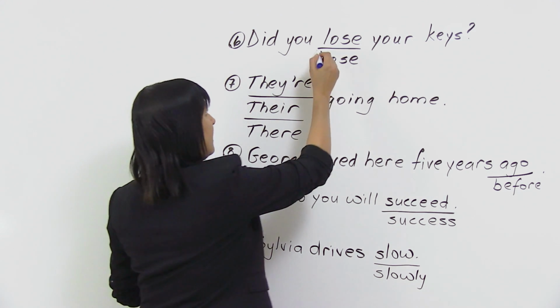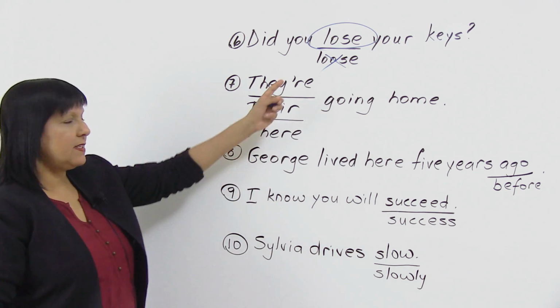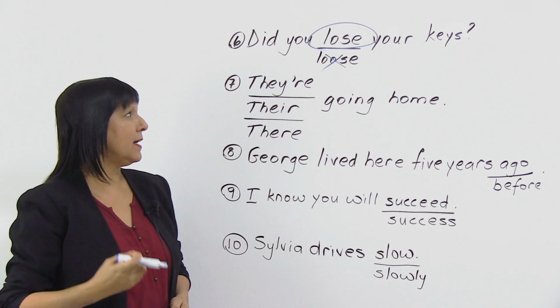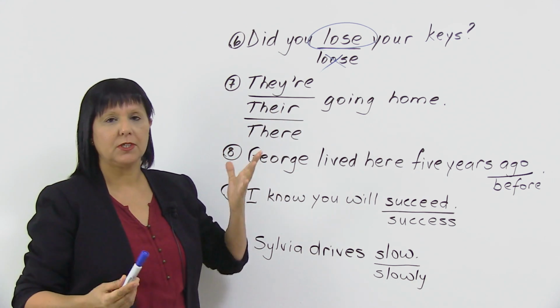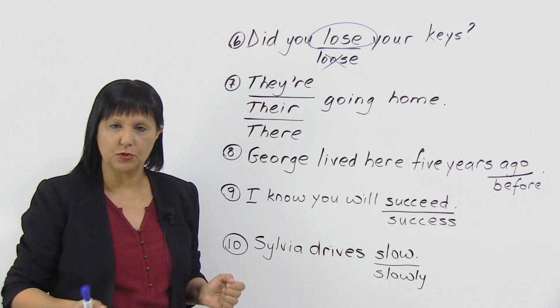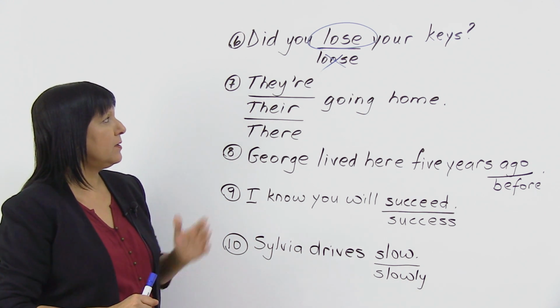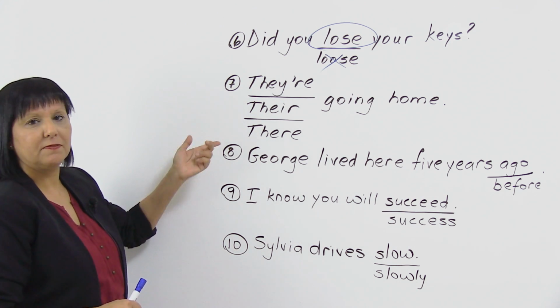It is the first one. Okay? Because this is the verb lose. It has one O, L-O-S-E. And the other word is the word loose, as in his pants are loose or his shirt is loose. Okay? So that's not what you want here. You want the verb.